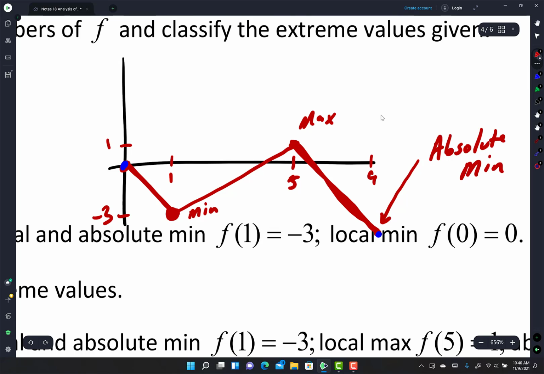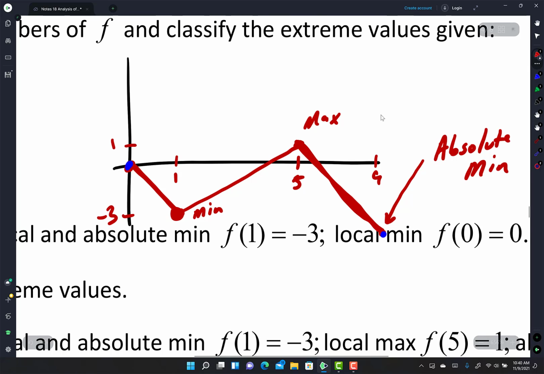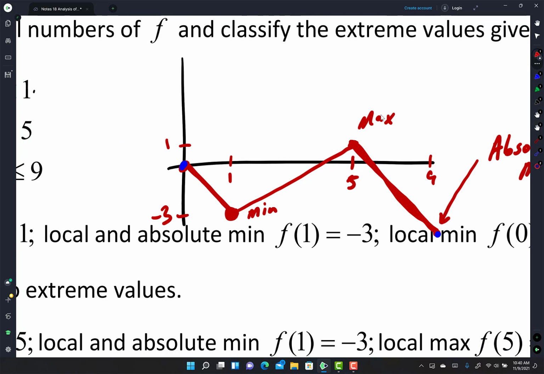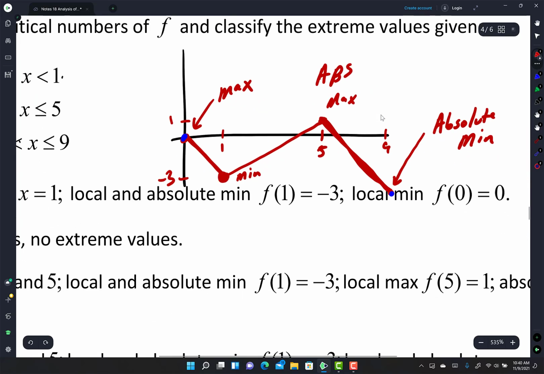Some authors do not like that. Cool? And then at x equals 0, that is a max. It's not an absolute max, but it's a local max. So this one right here is an absolute or global. And we'll read the answer choices and see what it says. Cool or not cool, guys?